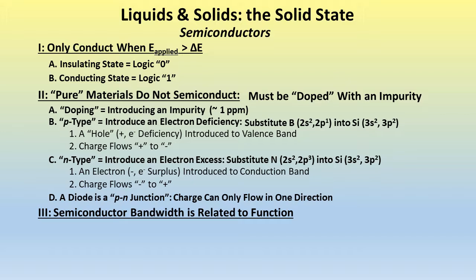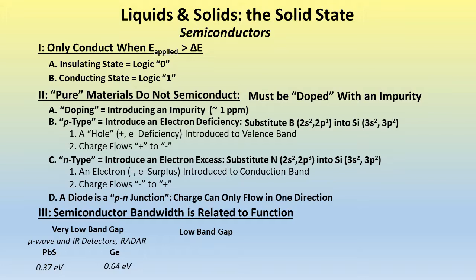Semiconductor band gap is related to what they're used for. Very low band gap materials are used as microwave and infrared detectors, and also in radar. Examples would be lead sulfide with a band gap of 0.37 electron volts, and germanium with a band gap of 0.64 electron volts. Materials with low to medium band gaps are used in logic gates in computers and integrated circuits. Most widely used, silicon has a band gap of 1.4 electron volts, and in faster machines, gallium arsenide semiconductors have a band gap of 1.43 electron volts.